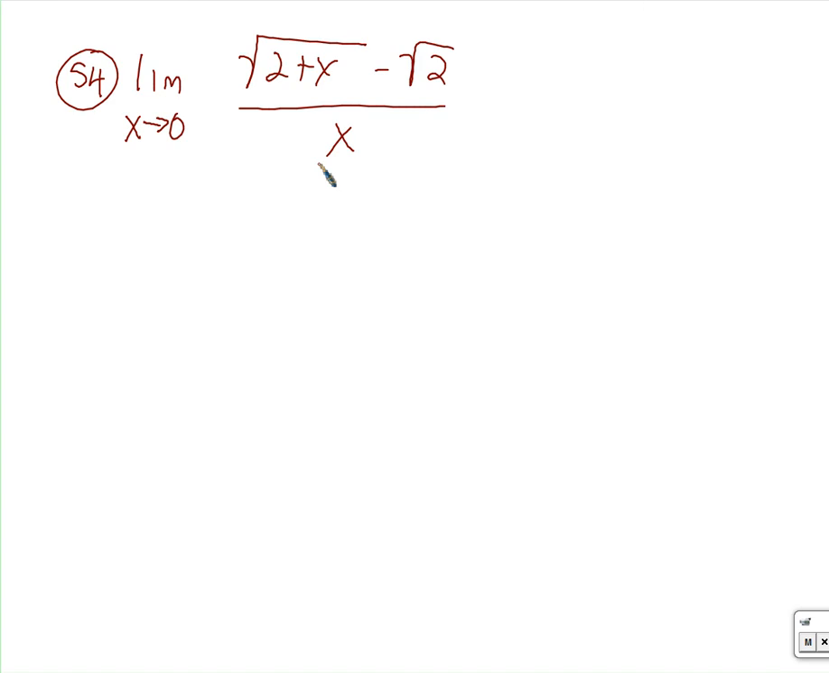But when I try to do direct substitution, how do I know that's not going to work? How do I know I can't find the limit that way yet? 0 in the denominator. 0 in the denominator. Actually, it's 0 in the numerator. Okay.